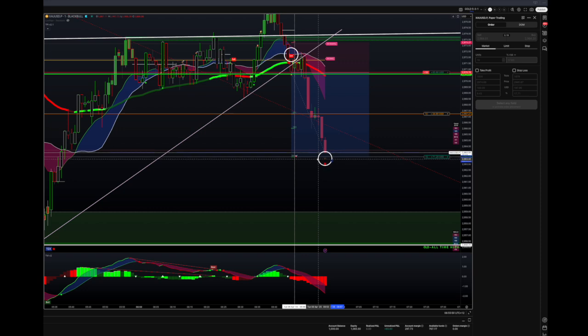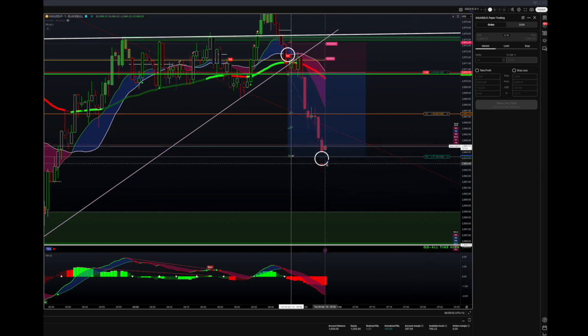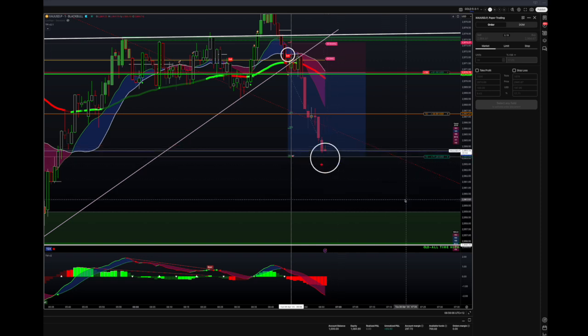Alrighty team, so price is getting really close to TP3, drawing a little white circle here so we can see where we might potentially be triggered. Our take profit might get triggered, which will close out our trade with that profit. Let's see how it goes.